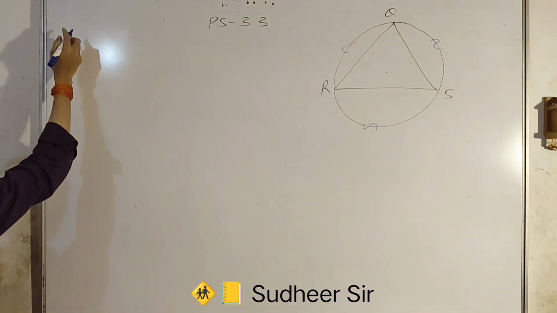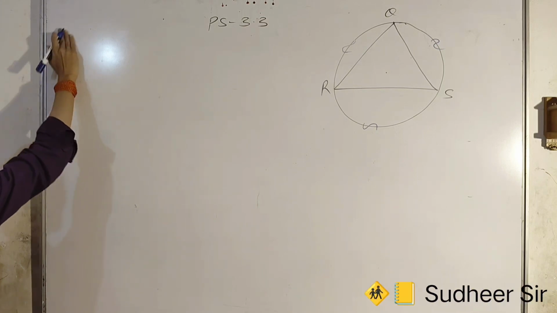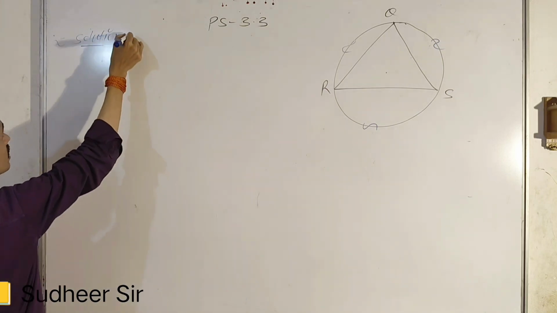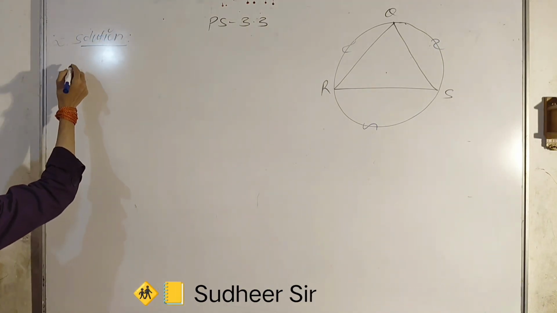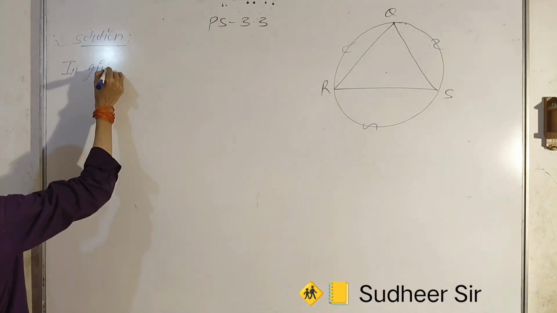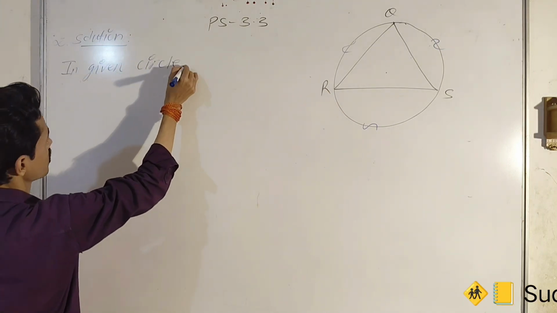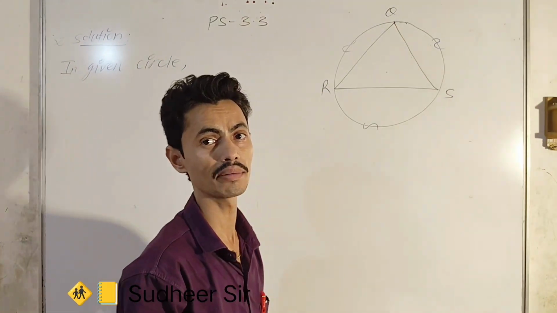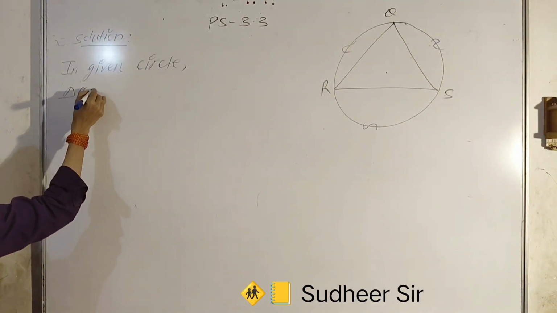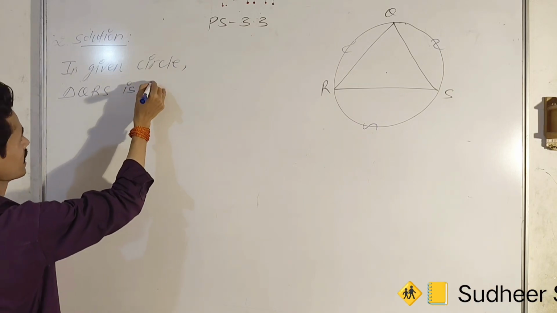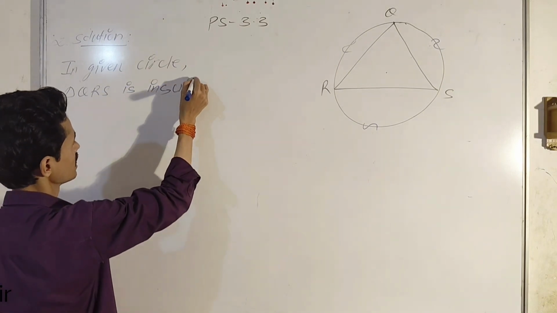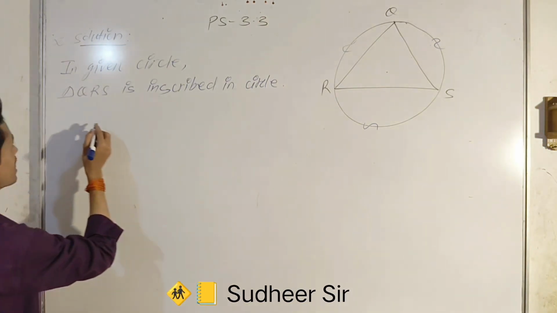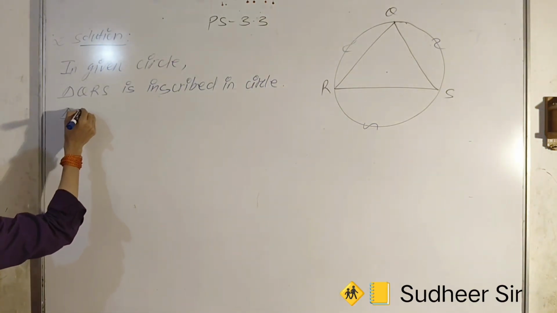So let's see how to solve question number 2 of the practice set. In the given circle, we can see that, as I told you, this is an inscribed triangle. Triangle QRS is inscribed in the circle. After writing this, there is one piece of information given.